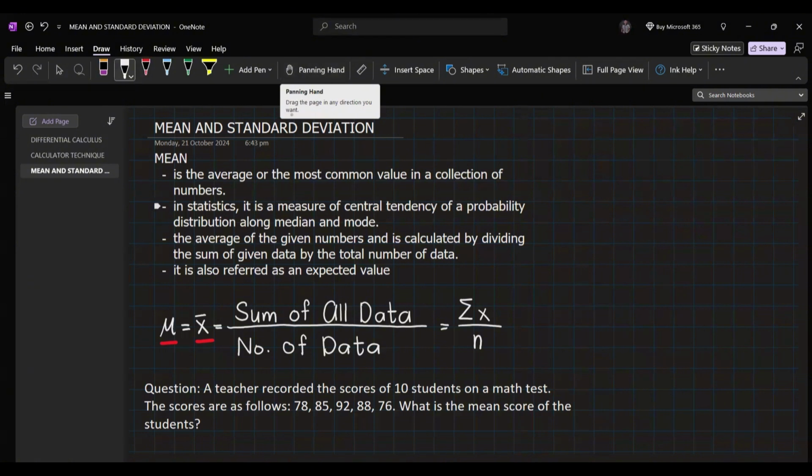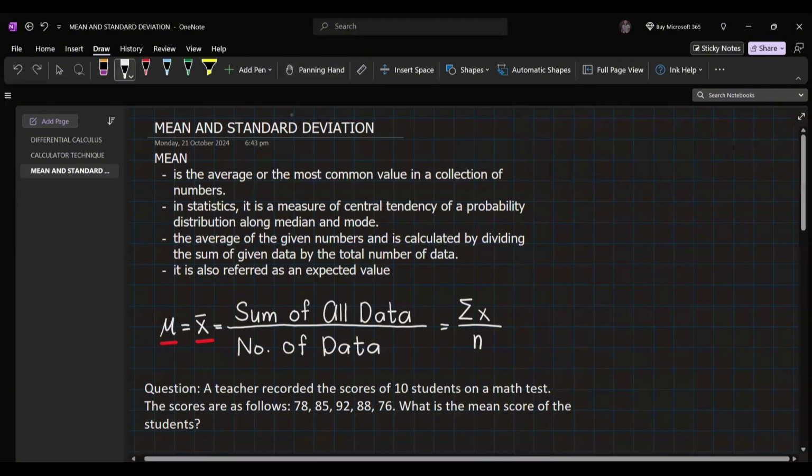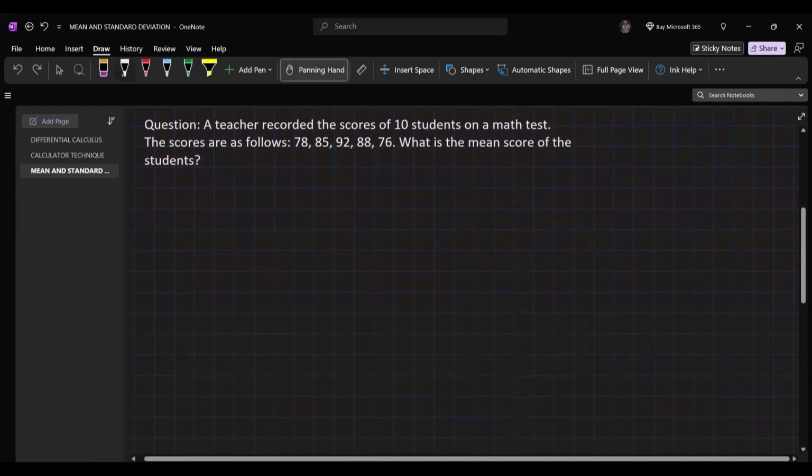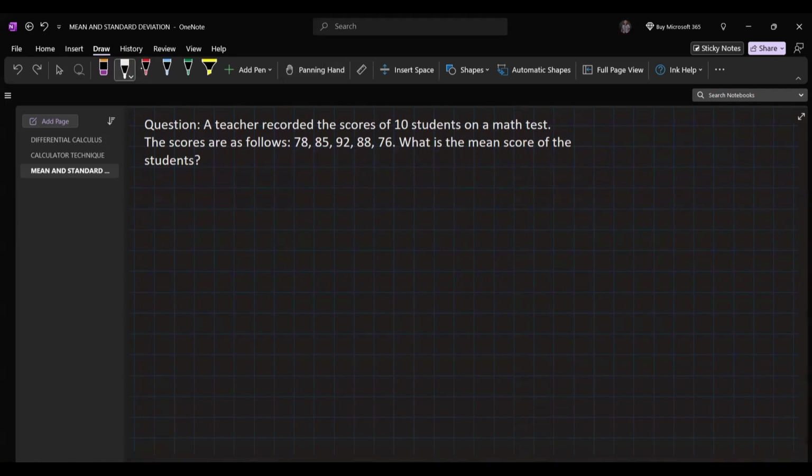So meron tayong question dito. Let's try to solve. First, manually, a teacher recorded the scores of 10 students on a math test. The scores are as follows: 78, 85, 92, 88, and 76. What is the mean score of the students?